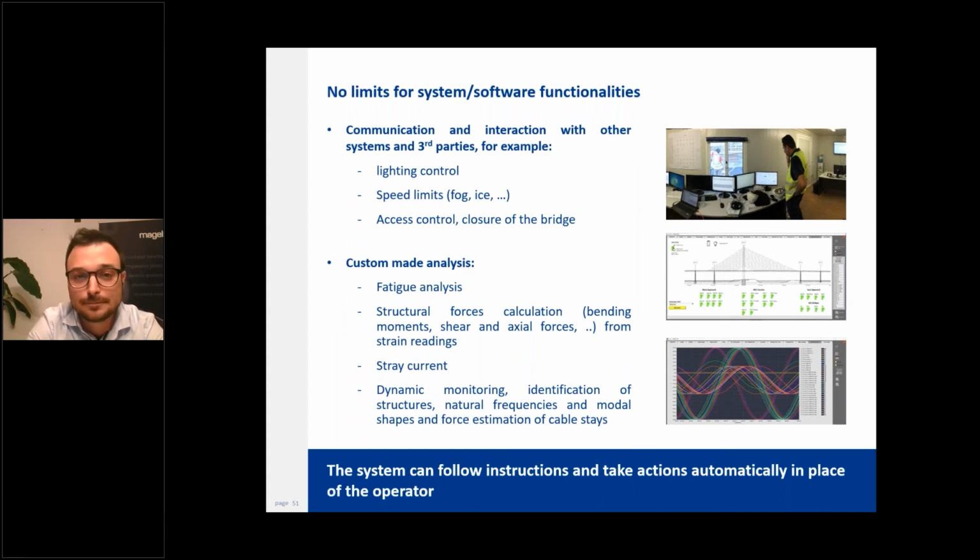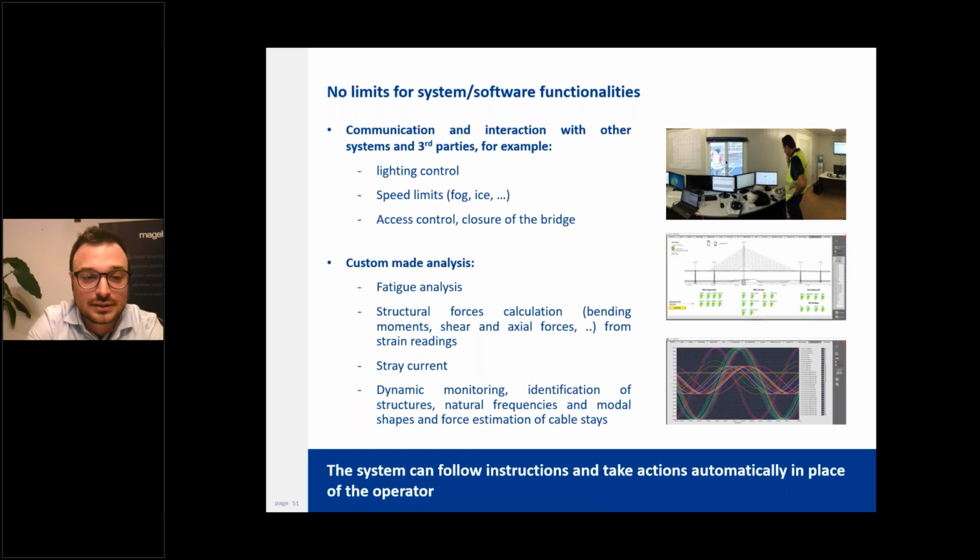Also, a system is not only limited to collecting data, showing charts, and sending warnings, but it can also process the data in a smarter way, communicate with other systems and platforms, and send instructions or take action depending on the commands received. For example, here we list some examples. As was mentioned before, a monitoring system does not focus only on structural parameters, but also on environmental and weather conditions for which the structural parameters are recorded.